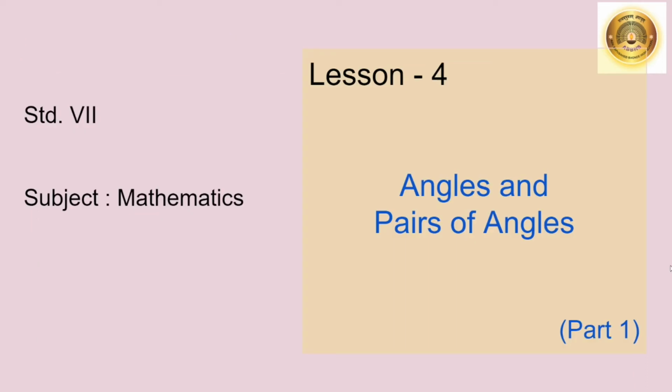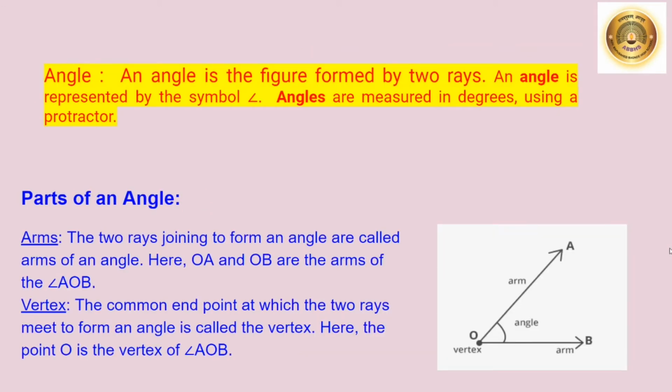Today we move on to the fourth chapter, Angles and Pairs of Angles. Let's take a quick revision first of what you have studied in your previous class. First let us see what is an angle. An angle, as you all know, is a figure formed by two rays. An angle is represented by this particular symbol. Angles are measured in degrees using a protractor.